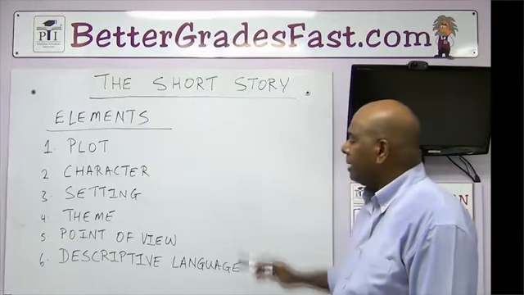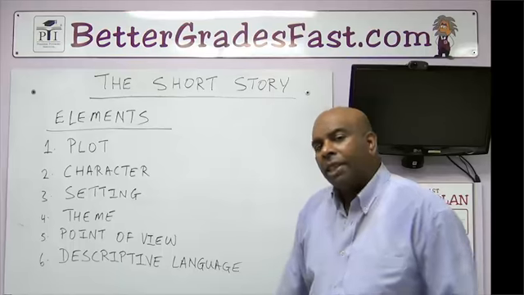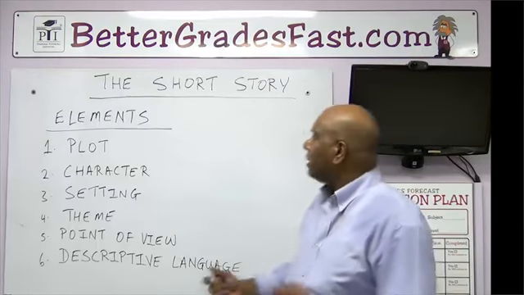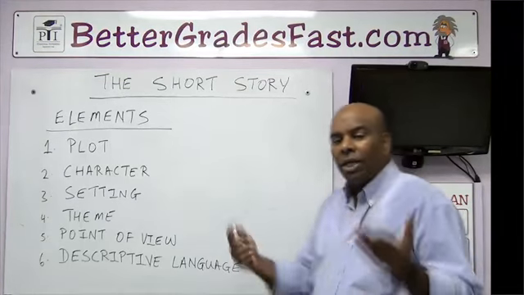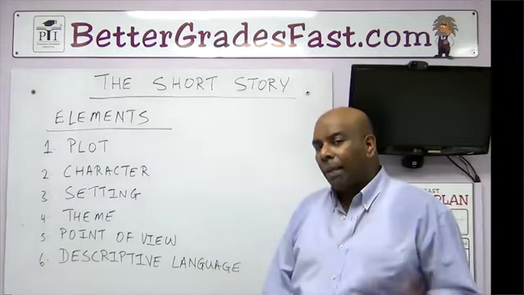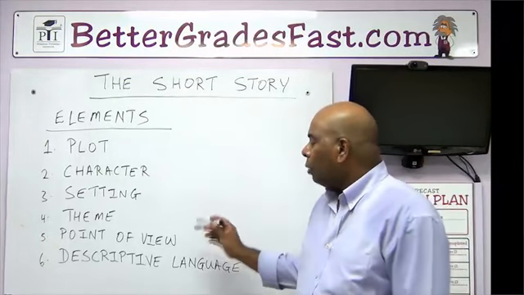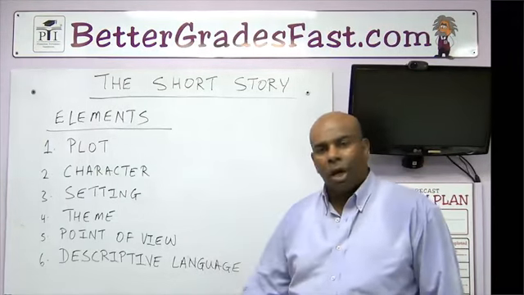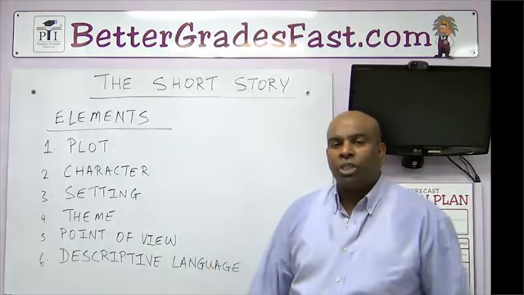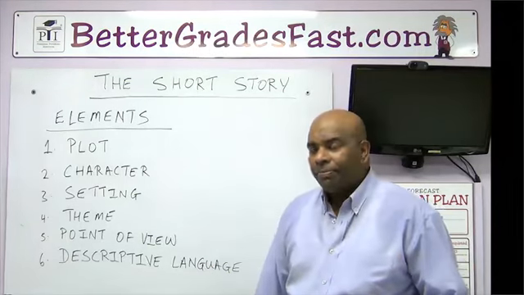A fifth element is point of view. That refers to how we write the story. Are we a character in the story? Am I saying that I was the one who did everything? Or are we writing about somebody, about a person, John or Jenny, whoever?